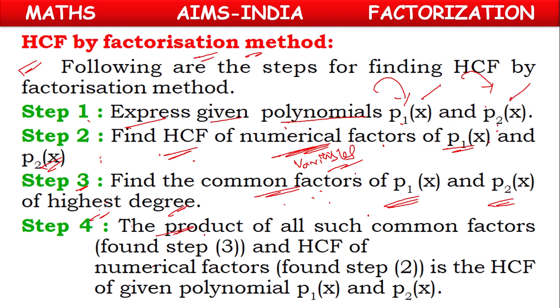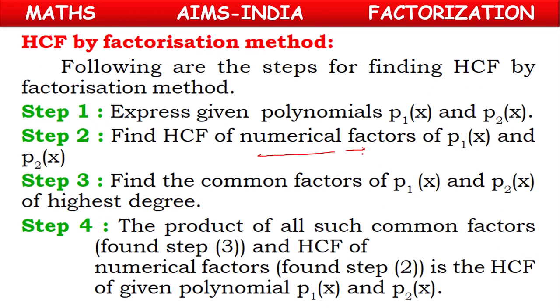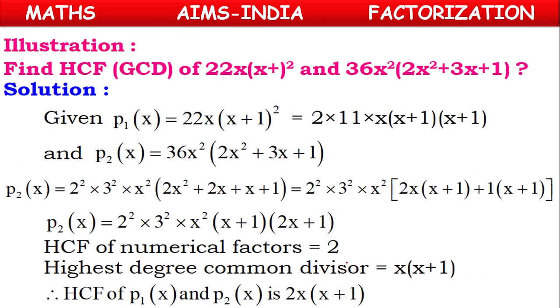So the product of all such common factors which we found in step 3 and all numerical factors which we found in step 2, that product is considered as the HCF of P1(x) and P2(x). So numerical factors we have to find out, then common factors we have to find out, and the product of all such common factors and all numerical factors is considered as the HCF of both P1(x) and P2(x).